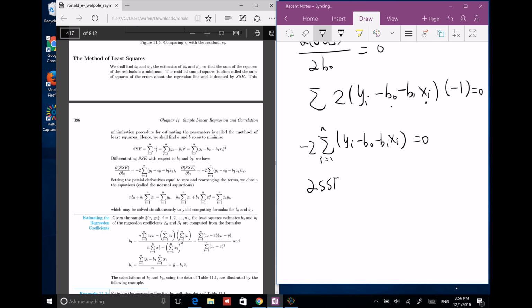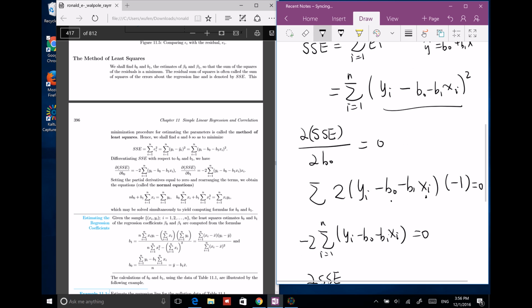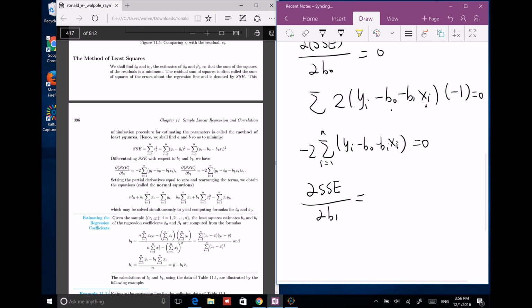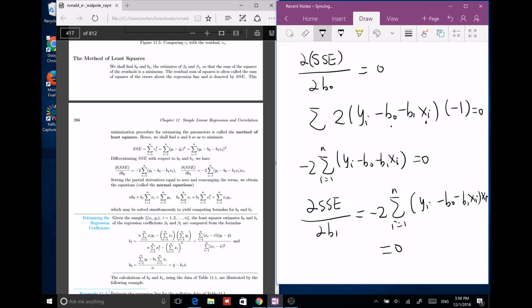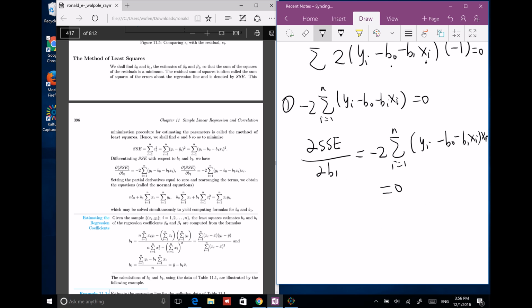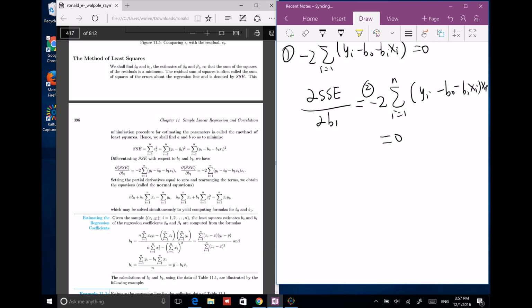Partial SSE, partial b1. Okay, so the derivative with respect to b1 equals 0 as well. Since b1 is squared, you have a square on the b1. So take the derivative, we will have negative 2, a negative sign in front, and the sum from i equals 1 to n of (yi minus b0 minus b1 xi) times xi. Because the derivative with respect to b1 gives the coefficient xi, this one also equals 0. Then we're going to solve this one and the second one, and solve for b0 and b1.